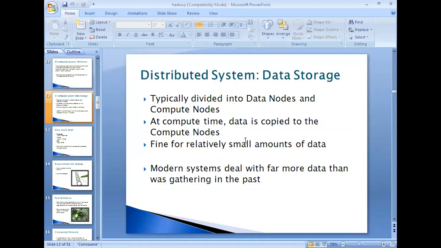This is fine for relatively small amounts of data. As I told you, GFS is meant for handling large volumes of data, because Google always handles a huge volume of data. That is the reason they developed a mechanism for their own purpose. But here it is a general purpose mechanism, so relatively small amounts of data are also okay. Modern systems deal with far more data than was gathered in the past, right? Today we collect more than before, and we can process a huge volume of data.